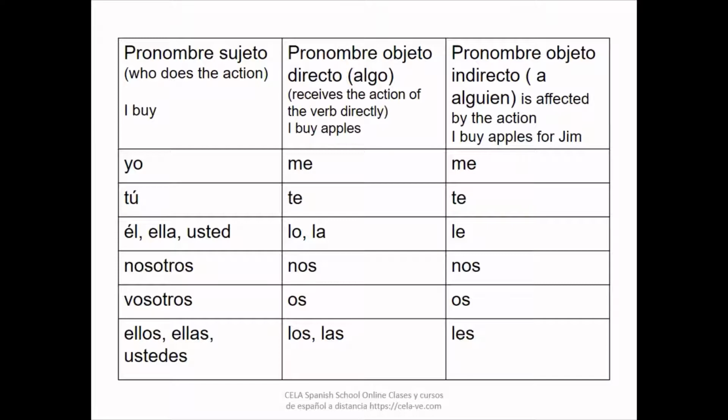The pronouns objeto directo are me, te, lo, la, nos, os, los, las. And the pronouns objeto indirecto are me, te, le, nos, os, les.